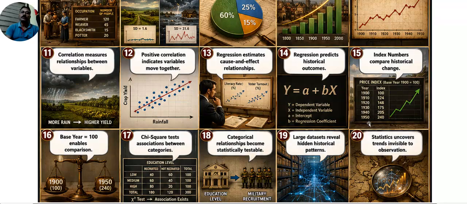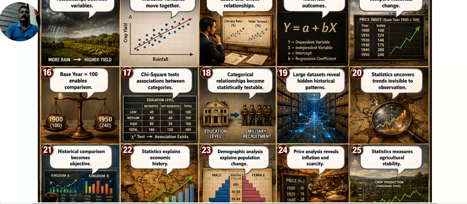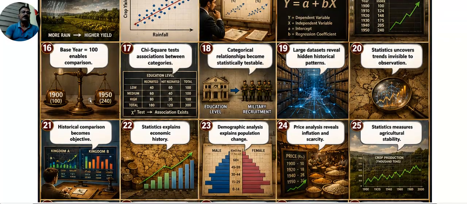So from 1900 to 1950 there is a 140% change in price if it is a price index. In this way the price index also tells us some information that is relevant for the research. Base year compares. Okay.